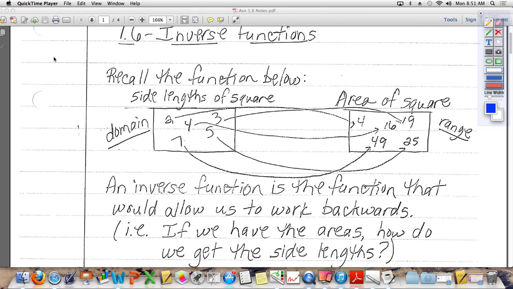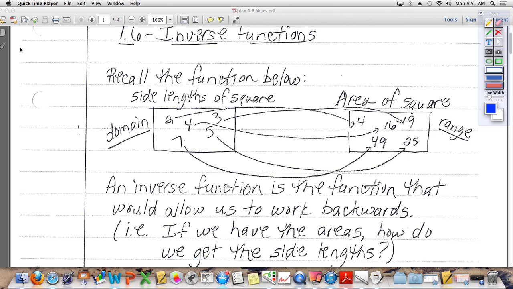1.6 on inverse functions. Please listen carefully. First of all, you need to recall what a function is. I gave you guys this example when we first started talking about functions a while ago. Do you recall this? You actually had a situation set up just like this. I gave you guys some side lengths, and we mapped them onto areas of squares.